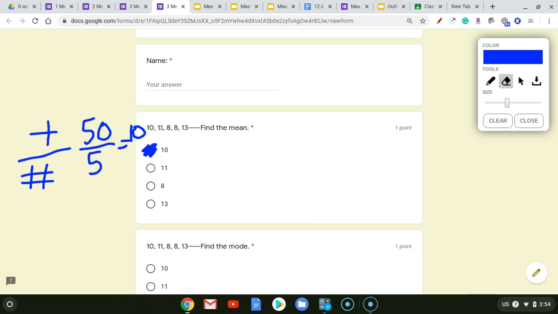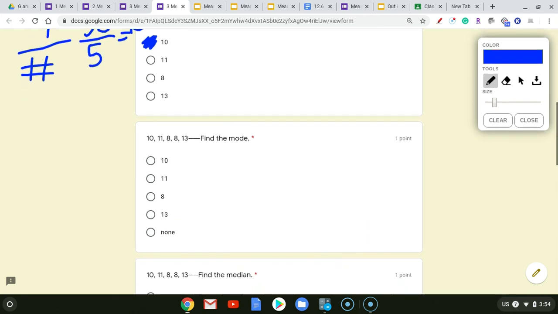Now, if we look at these numbers again, does 10 look like it's that fair share point for numbers? Yeah, there's a couple numbers more than 10, a couple numbers less than 10. 10 seems to be that even fair share point.